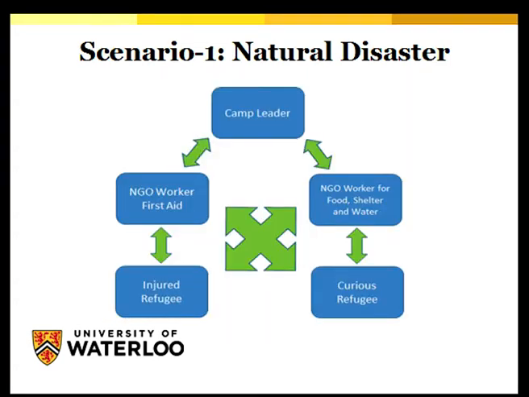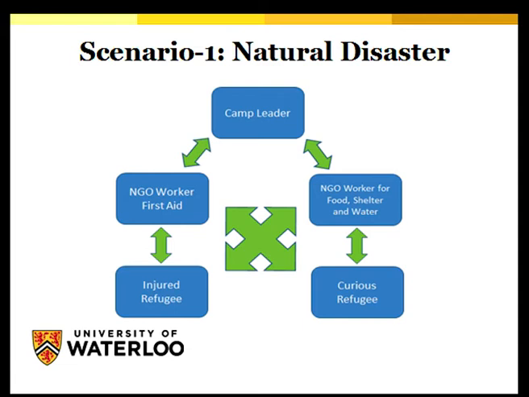This diagram illustrates the hierarchy of communication within the camp in this scenario. This scenario is important because at the brink of an earthquake or other natural disaster, the situation would be very chaotic and the camp leader must try and smooth things out.